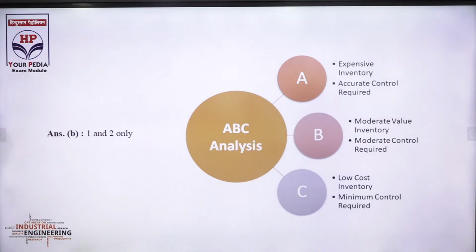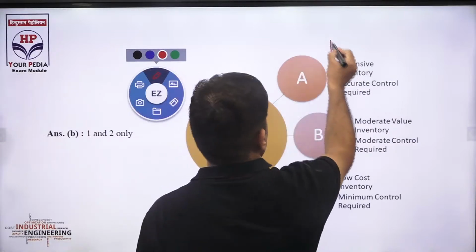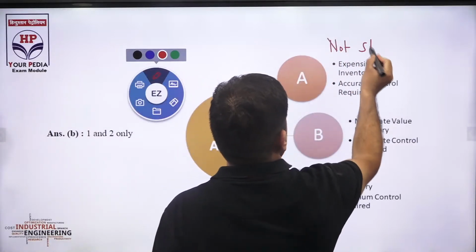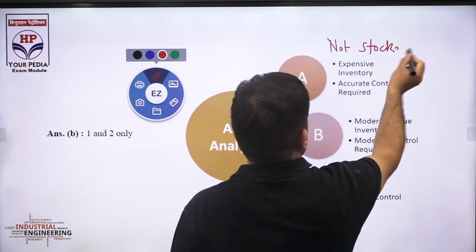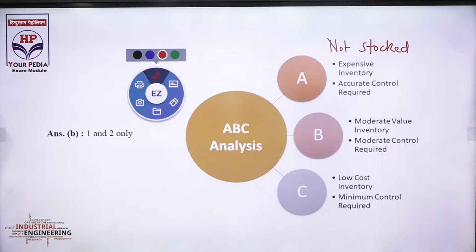So A items are expensive. Accurate control is required. They are not stocked. A items should not be stocked, because they are very costly. So I don't want to keep them. Only 10%. When I need it, I will take it.